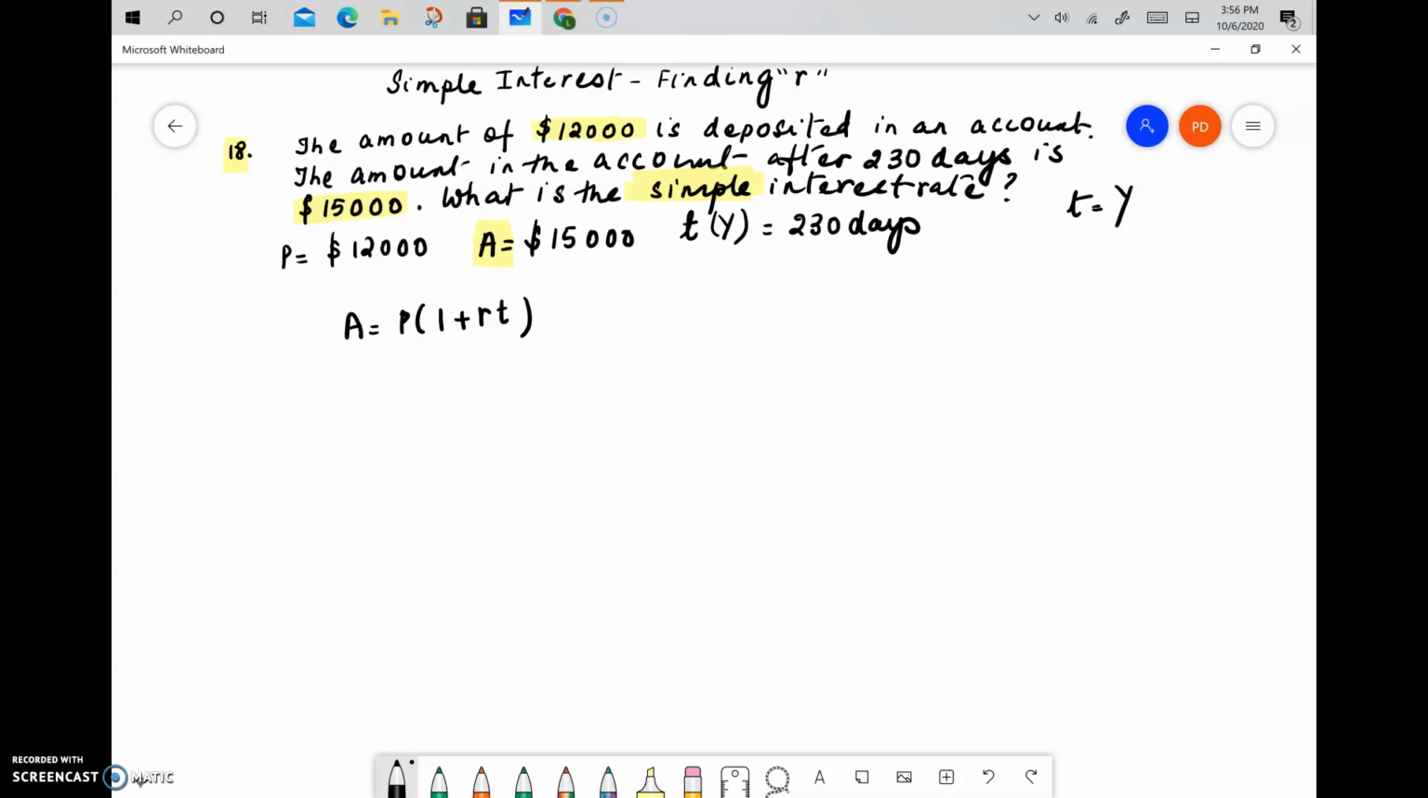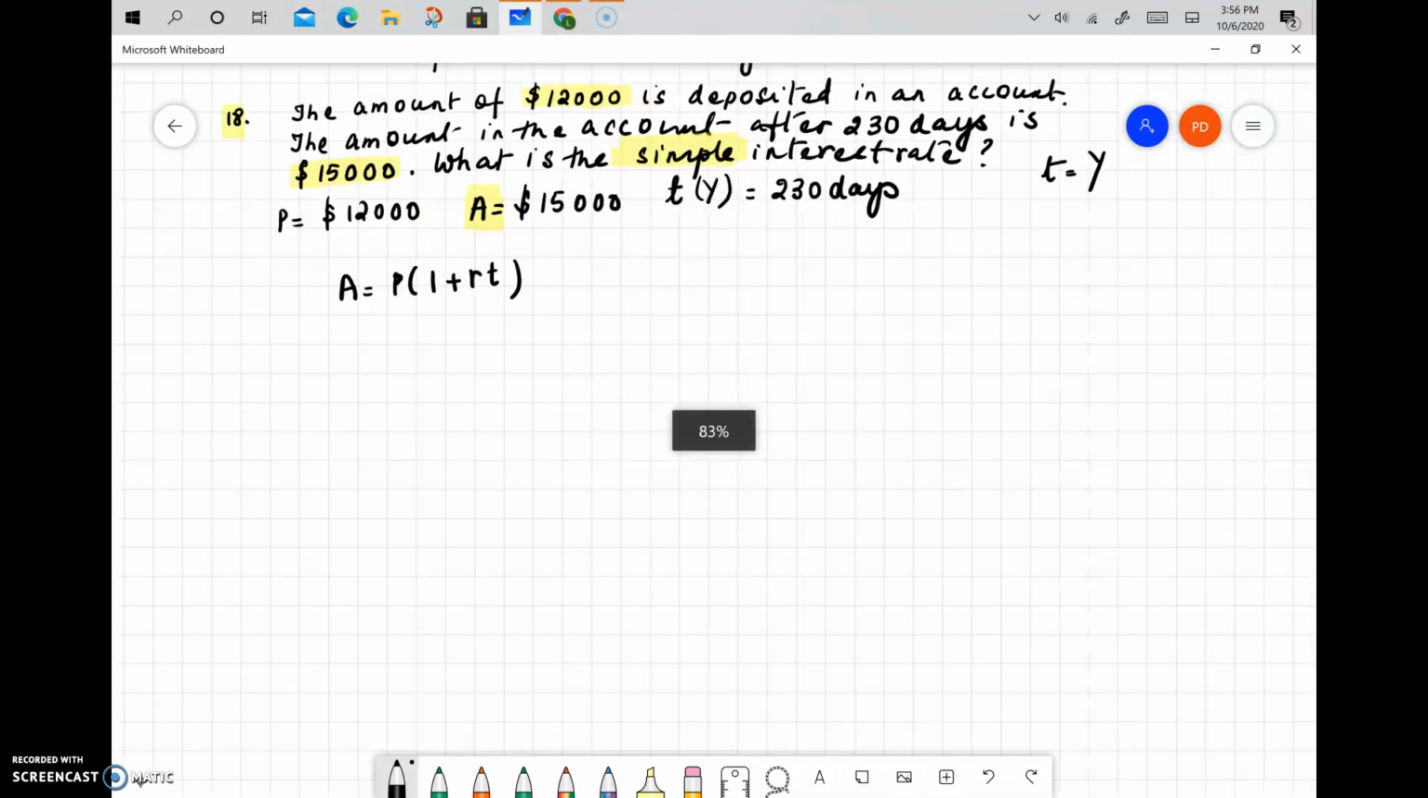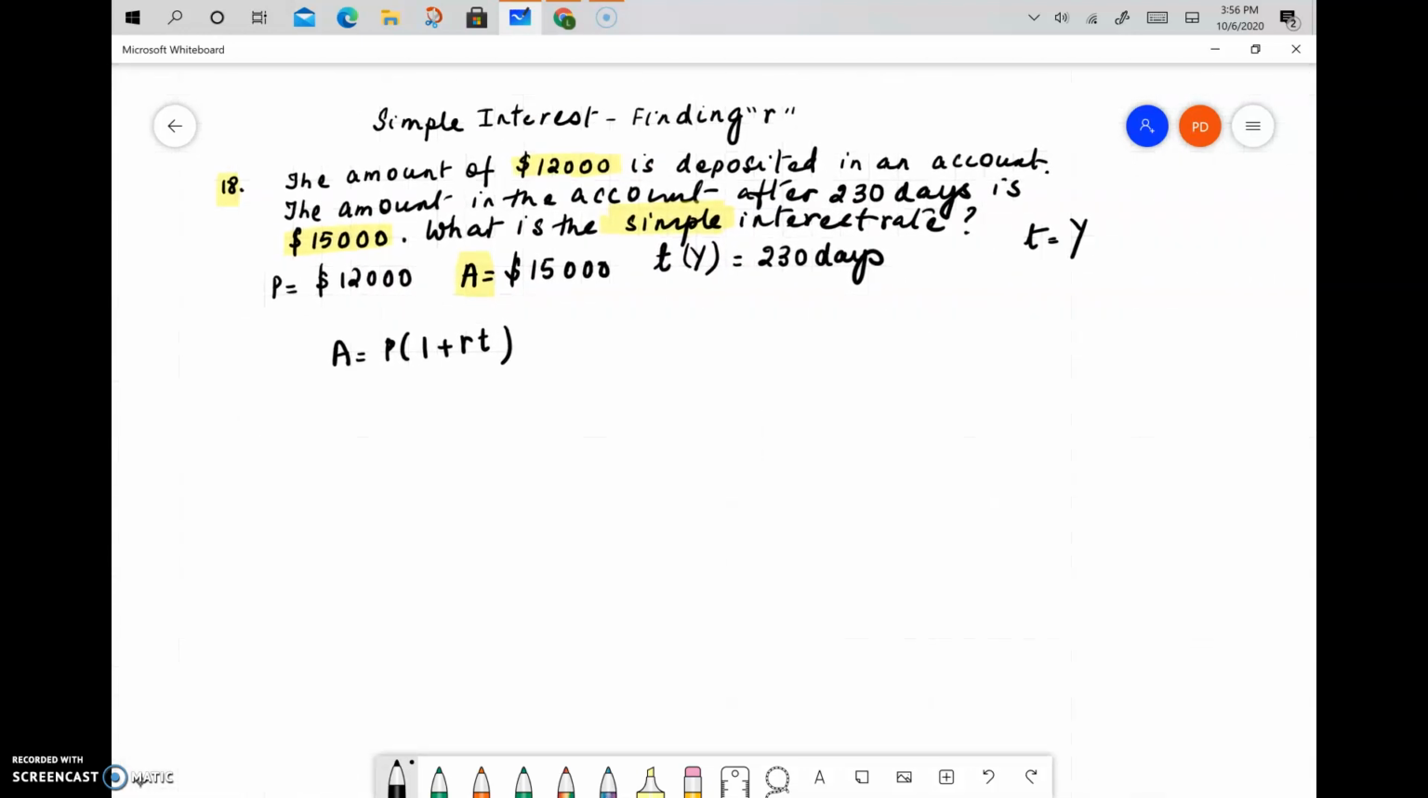Now the important thing to know about any of these interest formulas is that the time is always in years. The time has to be converted to years before you plug in the value of time into the formula. So let's use dimensional analysis that we've learned in the past. So 230 days times, we know that 1 year equals 365 days. So let's use this equation.